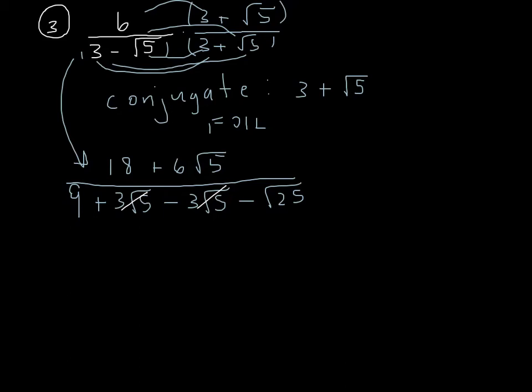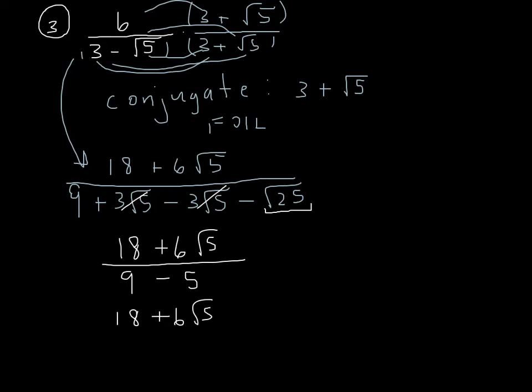If you notice here, we have the square root of 25, which is really 5. So, cleaning things up a bit just to look at what we've got. On the bottom now we have 9, the middle terms are gone, minus, and I'm not going to write the square root of 25 anymore, I'm going to write that as 5. So, simplifying one more time, 18 plus 6 square roots of 5 over 4.